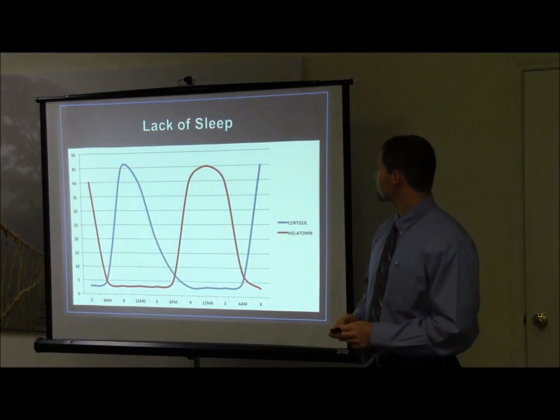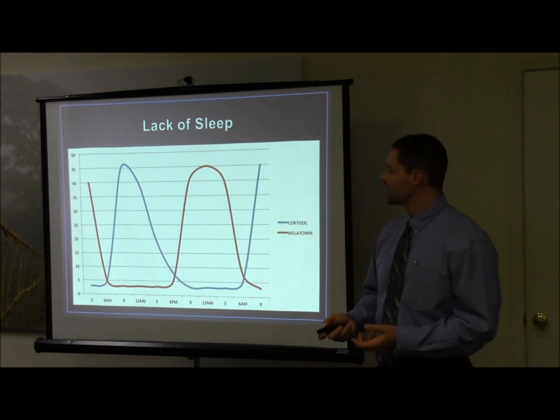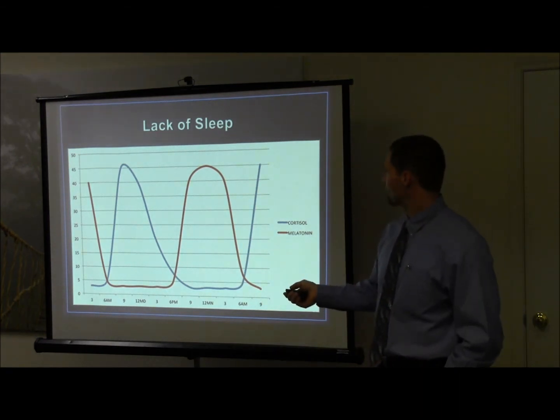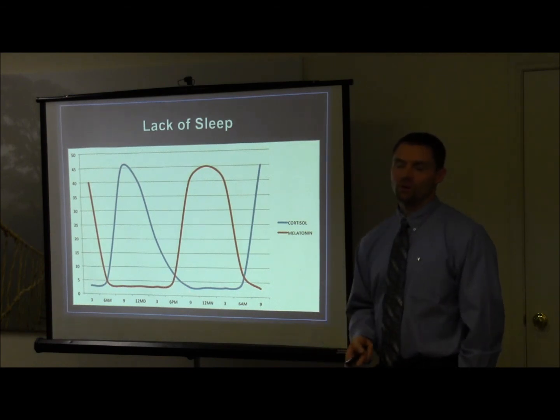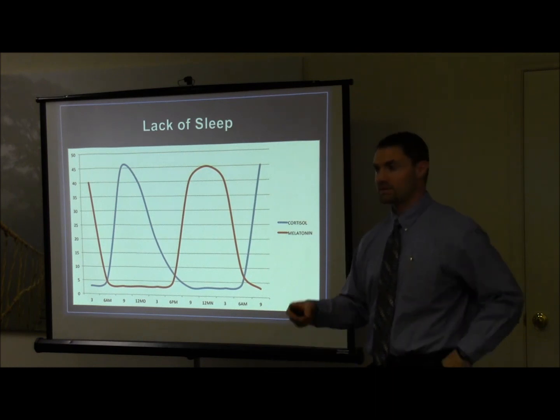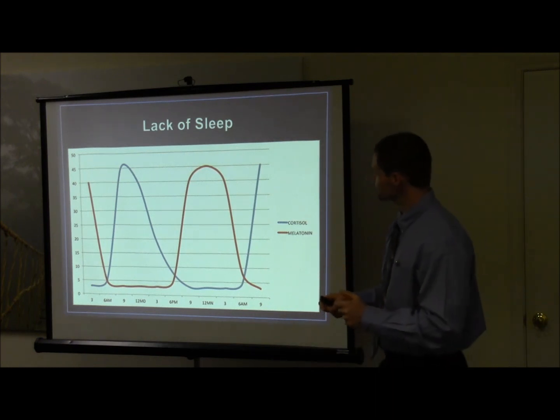So with regards to lack of sleep, here's what's going to happen. This is a graph showing your blue is going to be your cortisol, and then your red is going to be your melatonin. And what you'll notice is an inverse pattern on these things, right? As cortisol goes up, melatonin's down, and once melatonin's up, cortisol is down. When does cortisol go up? During the day. When does melatonin go up? During the night, right? So they should be inversely related to each other.